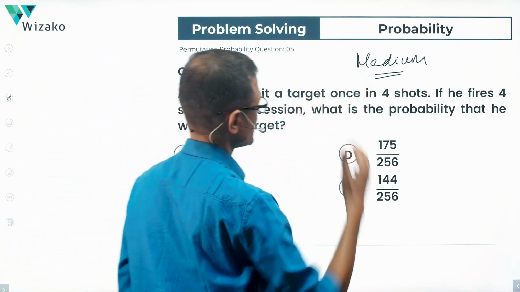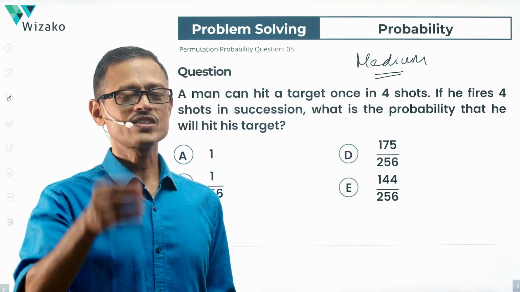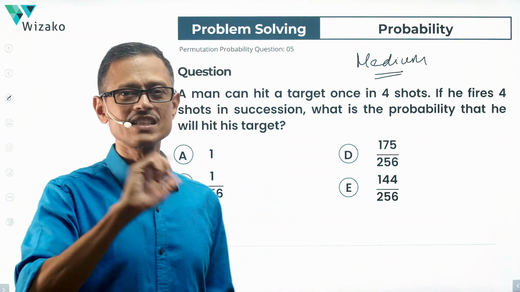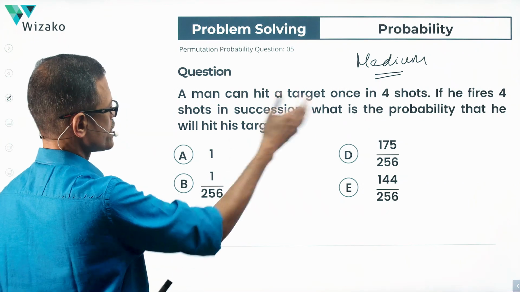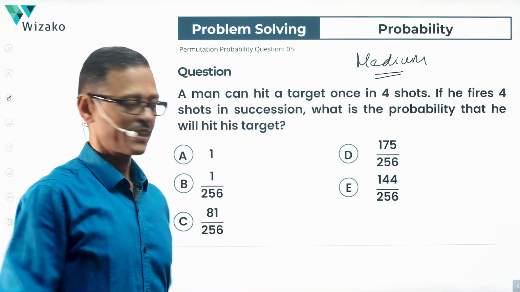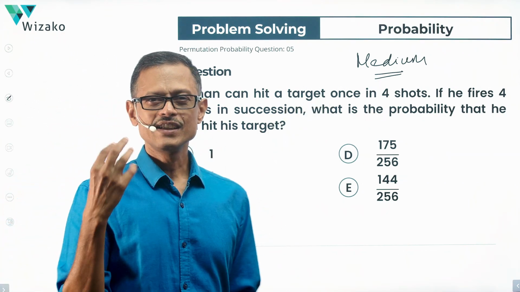A man can hit a target once in 4 shots. So he takes 4 shots, he'll hit the target in 1 shot, right? Once in 4 shots. If he fires 4 shots in succession, what is the probability that he'll hit his target? Look at the answer options. Answer option A is very tempting.